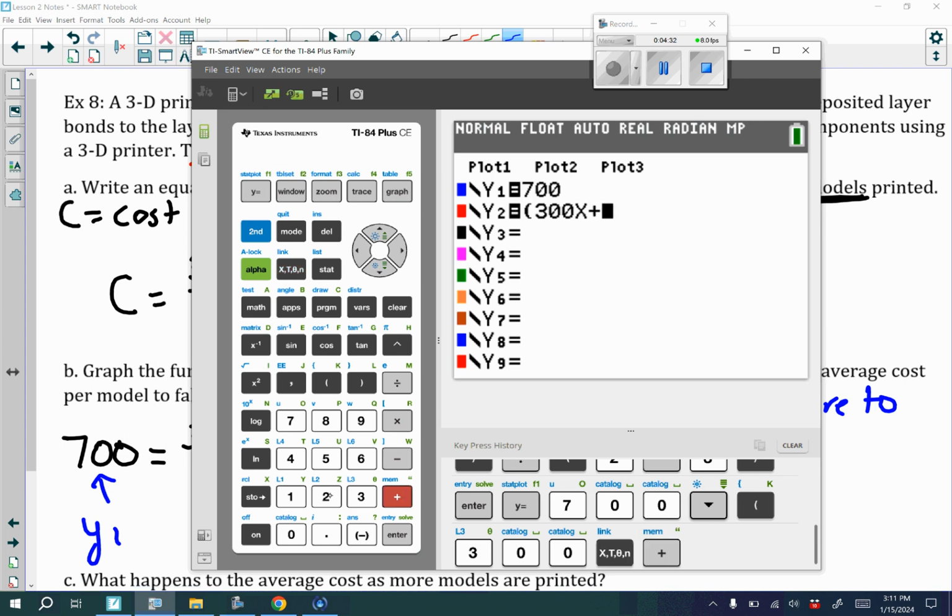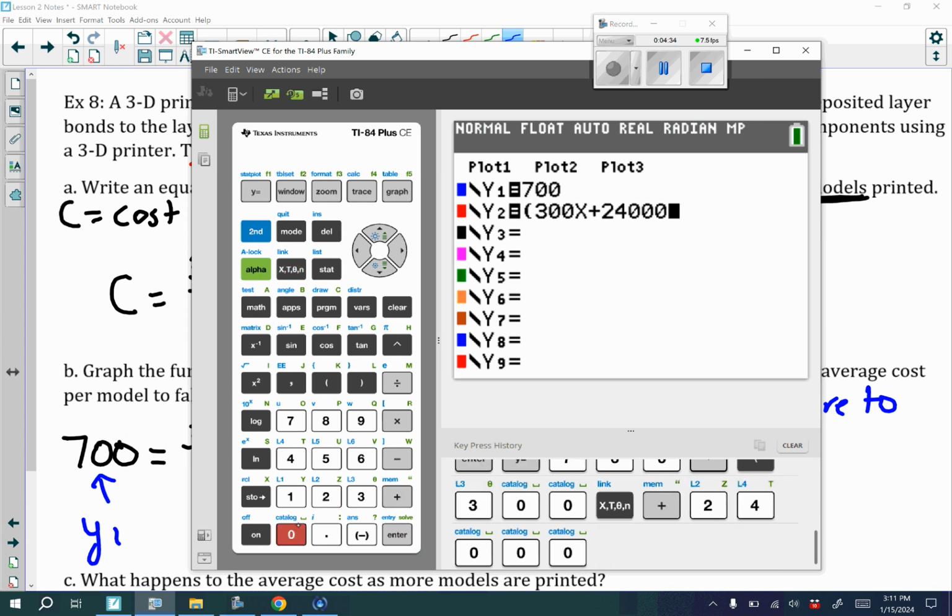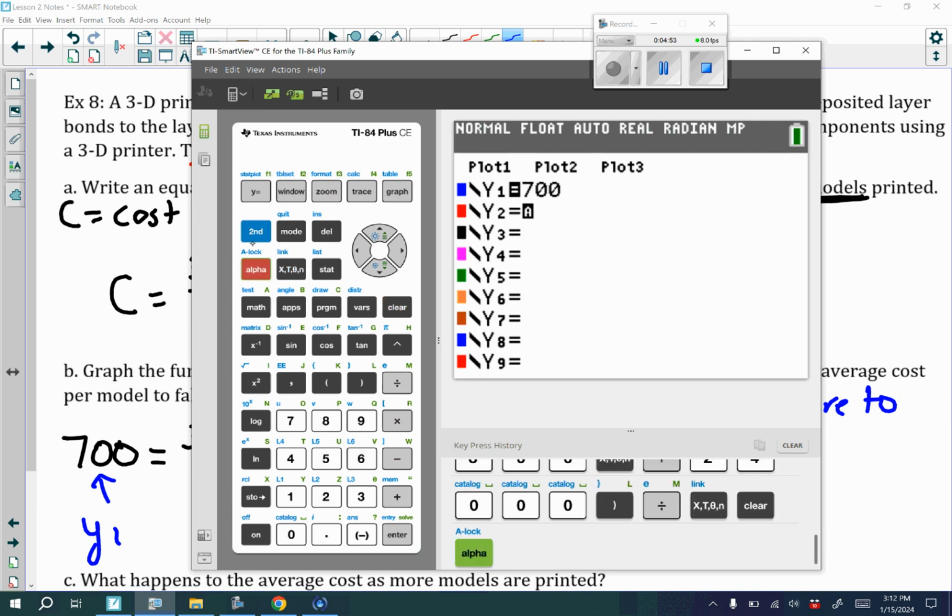Okay, then plus 24,000, and your parentheses, then divided by, and then you just put X. So if you have an older version, you're going to have to put it just like this using your parentheses. And remember, we're going to have to use X, because that's really the variable to use in the graphing calculator.